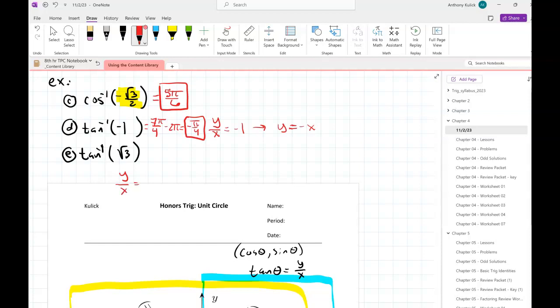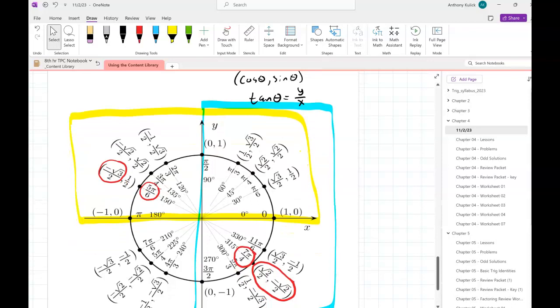So if we look at the next one, we need to figure out where x over y is equal to square root of 3. Well, I'm going to think about square root of 3 as a fraction. But I don't see anywhere on my unit circle in quadrants 1 and 4 where the x-coordinate is 1 and the y-coordinate's a square root of 3, right? Take a look. Do you see any place where that happens? I don't either.